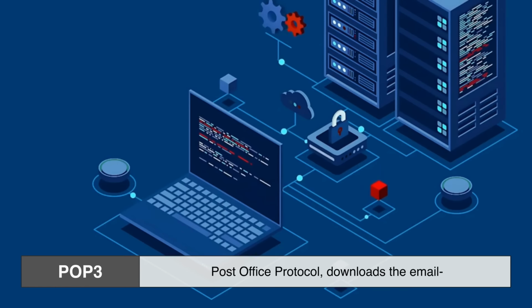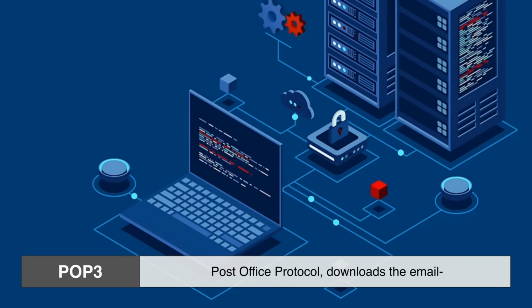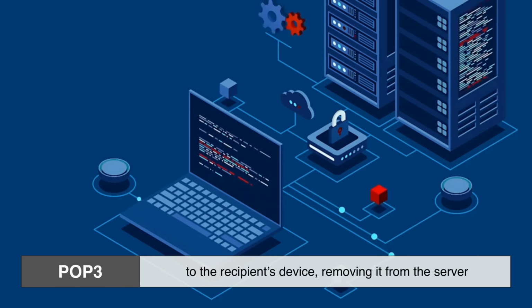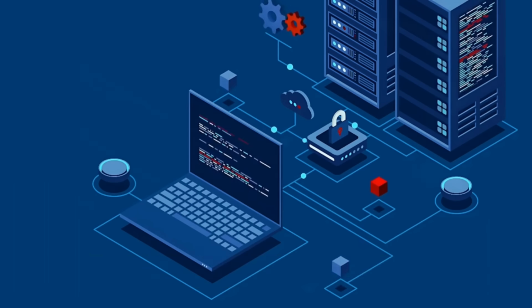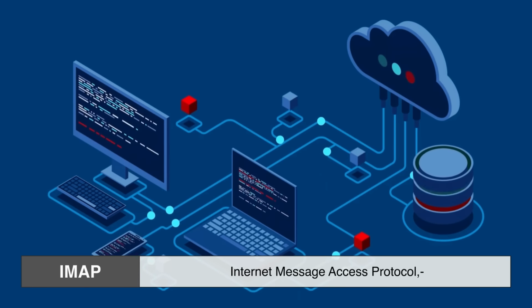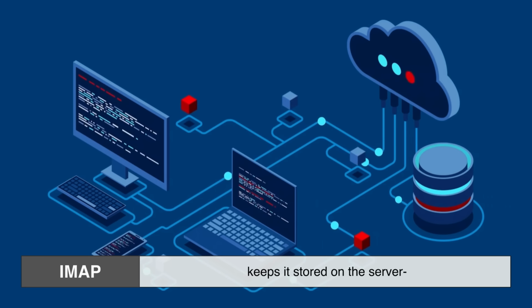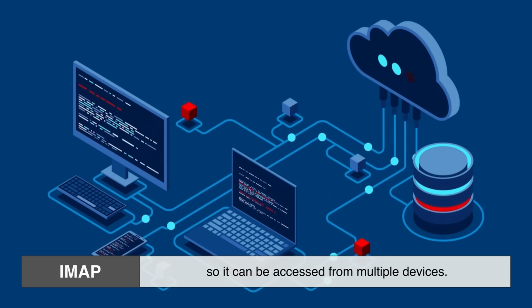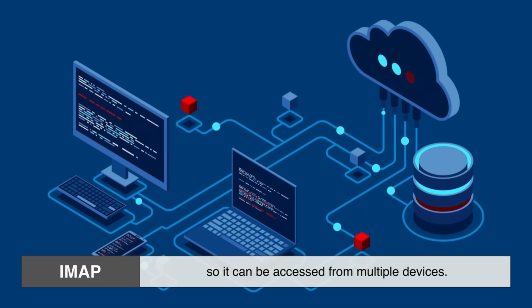Finally, your email reaches the recipient's email server. Here, protocols like POP3 or IMAP take over. POP3, Post Office Protocol, downloads the email to the recipient's device, removing it from the server, while IMAP, Internet Message Access Protocol, keeps it stored on the server so it can be accessed from multiple devices.